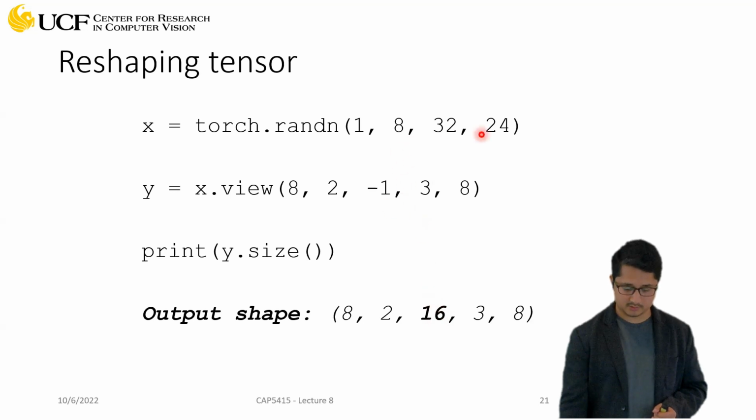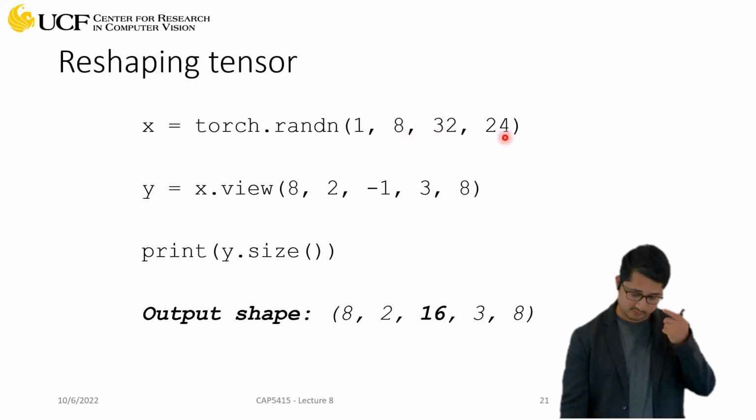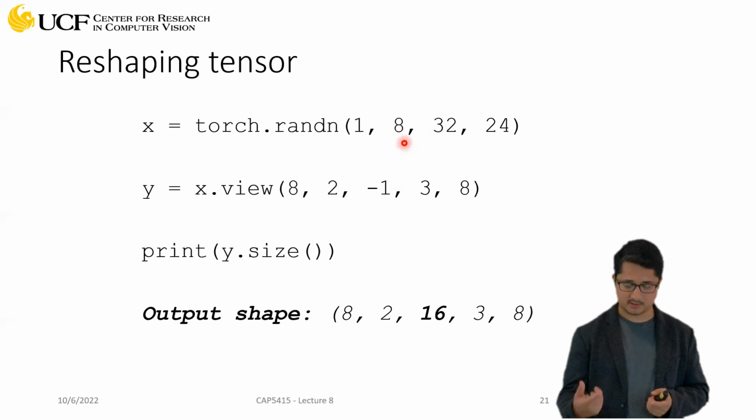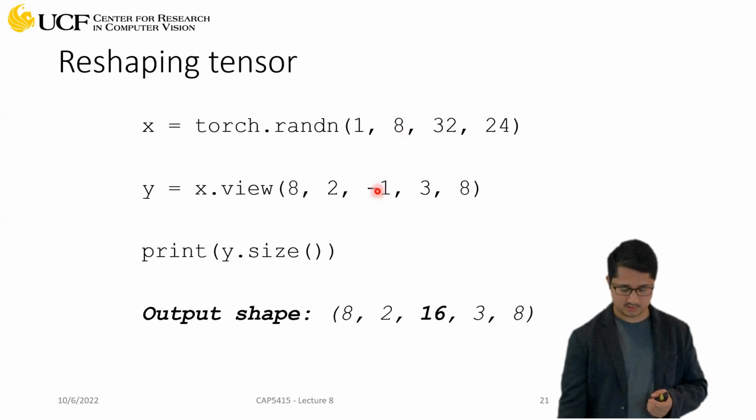Okay, so you understood that the number of elements should not change, right? So you can just count the number of elements in this matrix, which will be 8 times 32 times 24. And again, you can count the number of elements here, 8 times 2 times 3 times 8, and then whatever this number is, you can use a variable for that, and then just equate those two. If you solve that equation, that will give you this number, right?